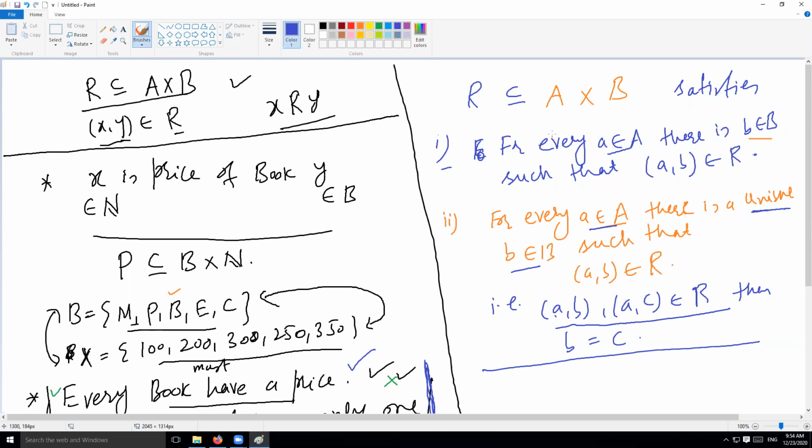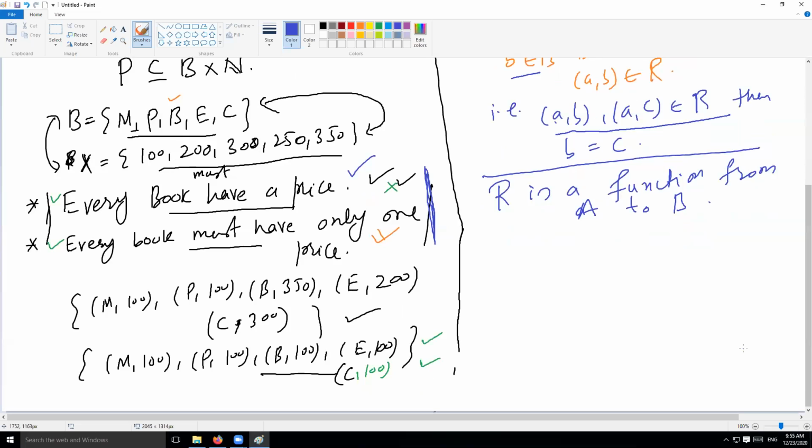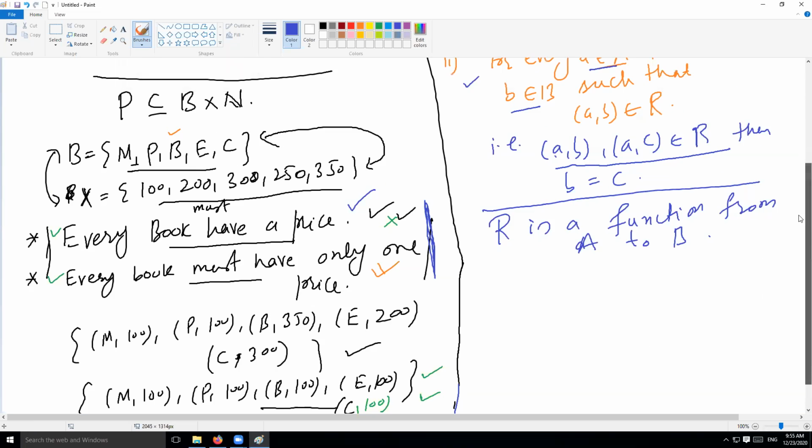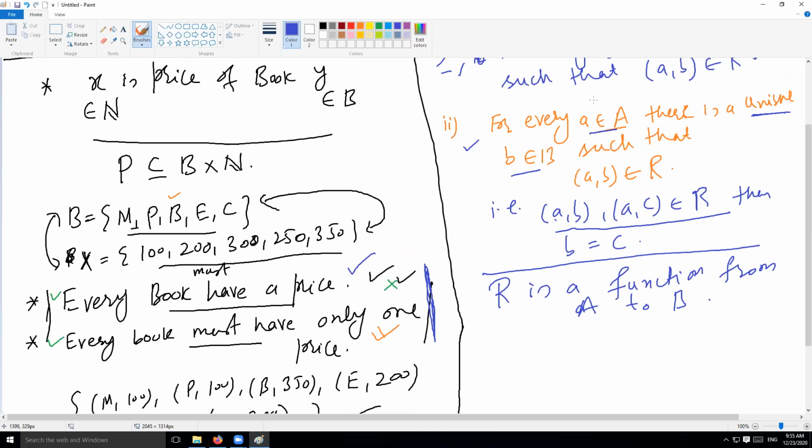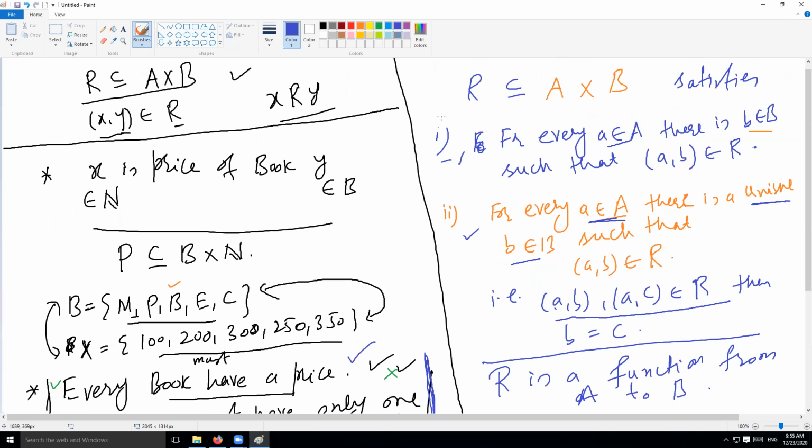Now, if you have a relationship that satisfies these two properties, I'm going to say that such a relationship R is a function from A to B. That's really the definition of a function. The function that you use all the time in calculus. So your function is a relationship in which every element in A is related with some element in B, and that element is also unique.